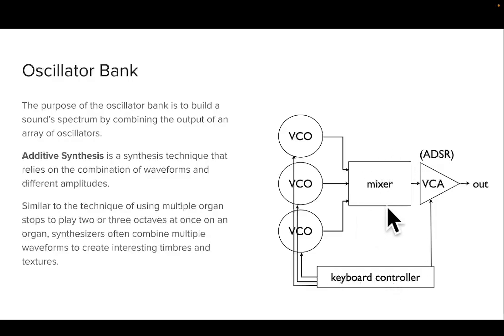The mixer also allows us to change the levels of each of these oscillators. We can select more sawtooth wave, for instance, or more triangle wave to dial in, again, the timbre of the initial sound. It then goes to the VCA, or the amplifier, which we will discuss later, to control how it is articulated.